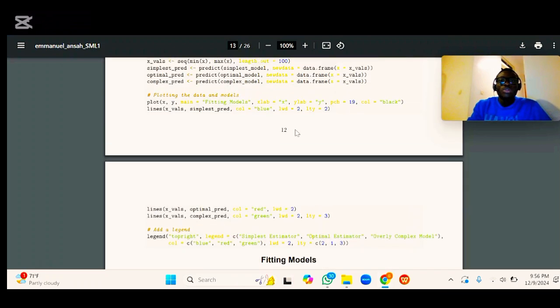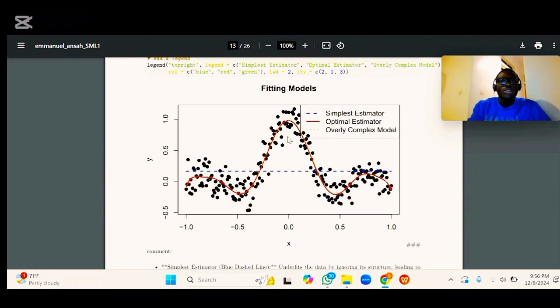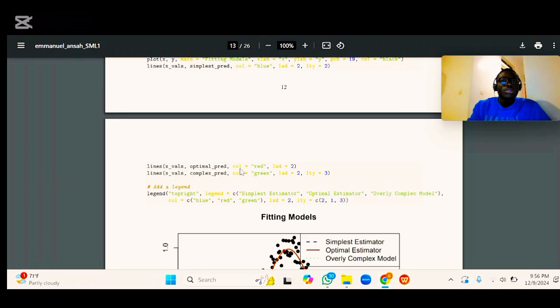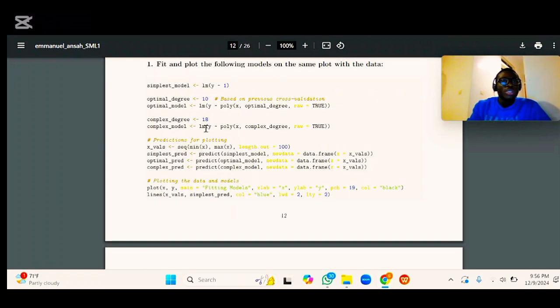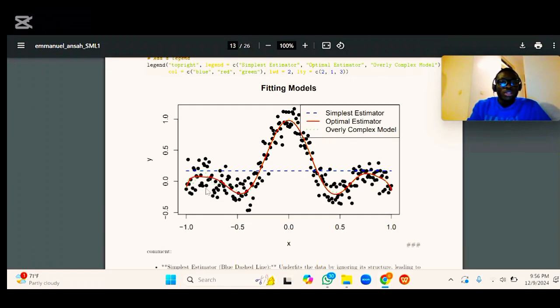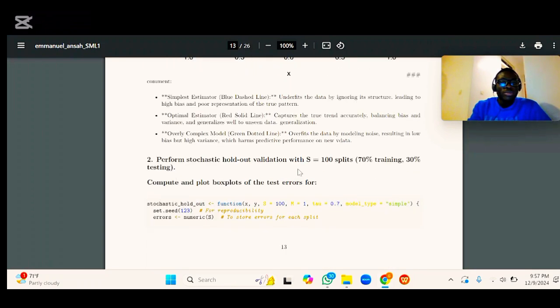And I went on to fit the data with a polynomial of degree 1, of degree 10, and of degree 18, which is the complex part. So this is it. You can see the optimal one with the red line. It fits the data perfectly, or let me say, I'm tempted to say perfect, but I'll go with that. And the simplest is just a horizontal line. And our complex one also fits the data well.